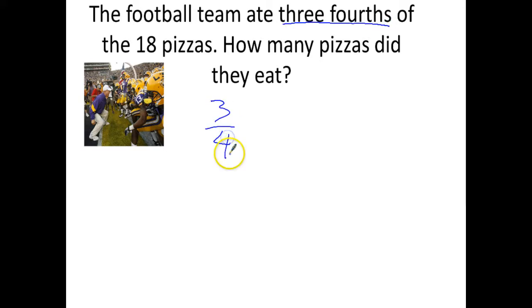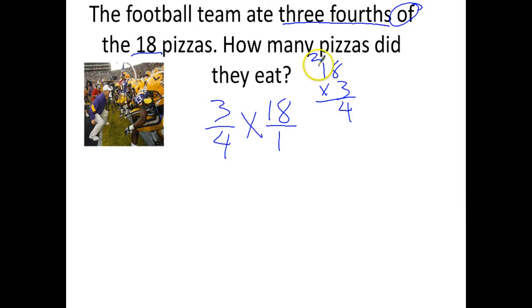3/4 of, which means times, 18. Right there in the problem. It told me almost exactly what to write down. 3/4 of 18. Step 1, get my 1 under the 18. 3 times 18, because I got top times top. 3 times 8 is 24, carry my 2. 3 times 1 is 3, plus 2 more is 5. So on top I have 54, and on the bottom I have 4.